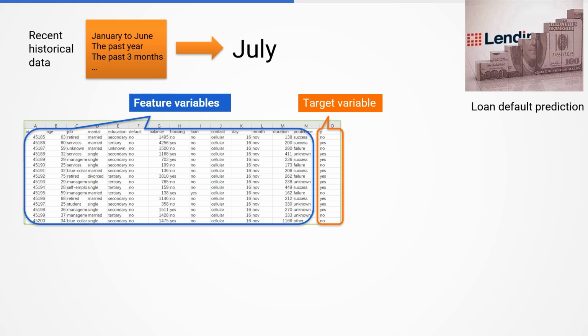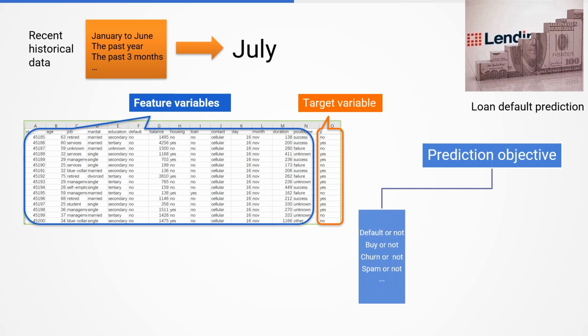This type of problem where the target variable has only 2 values, yes and no, is called the binary classification problem, which is a very common prediction type. For example, predicting whether a customer will buy a certain product, whether a platform will churn users, whether an email is spam, etc., all fall under binary classification problem.